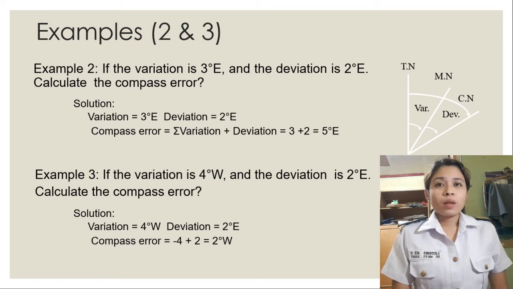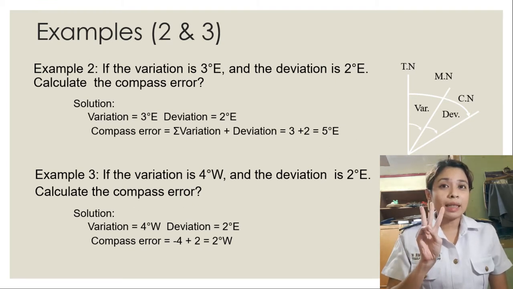Example number 2. If the variation is 3 degrees east and the deviation is 2 degrees east, calculate the compass error. The solution. First, the variation is equal to 3 degrees east and the deviation is equal to 2 degrees east. In calculating for the compass error, it is variation plus deviation, which is 3 degrees east plus 2 degrees east. They are both from the east side, so you simply add them and it equals 5 degrees east. Our compass error is equal to 5 degrees east.